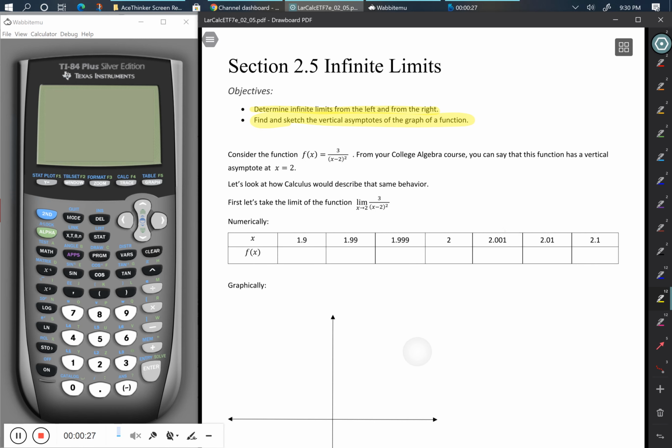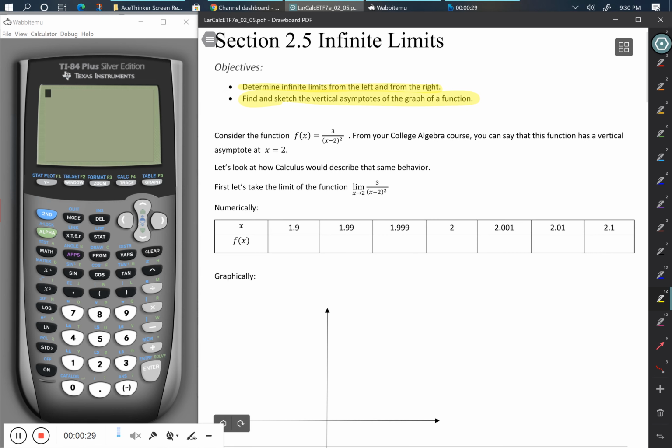All right, we're going to start out with a pretty straightforward concept here. Consider the function f of x equals 3 divided by (x minus 2) quantity squared. Now, if you remember your college algebra, you would say that this function is going to have a vertical asymptote at 2 because if we put a 2 in for x, we're going to get a 0 in our denominator. So let's take a look at how calculus would describe that same behavior.